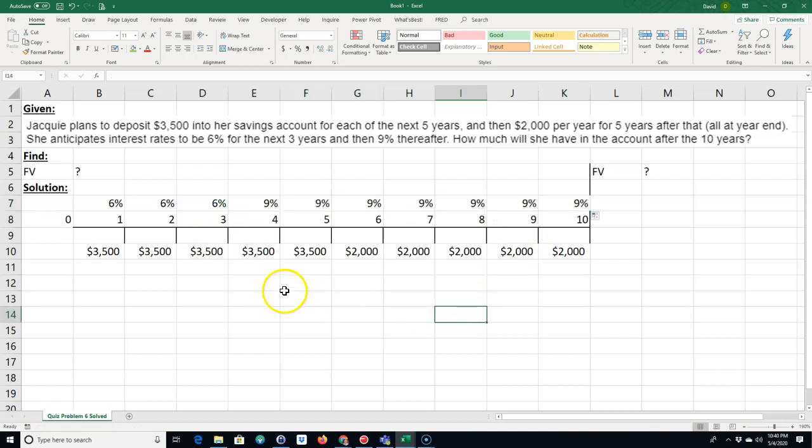All right. So this is pretty tricky. You can do it other ways, but I'm going to use the brute force method here, because sometimes the brute force method is the easiest way to solve a problem. So I'm going to take each one of these cash flows and find the future value of each one. So let me just skip a line and put future value. I want to find the future value of this cash flow.